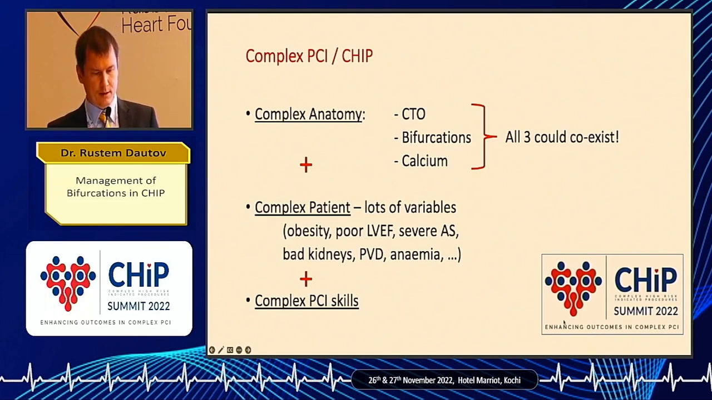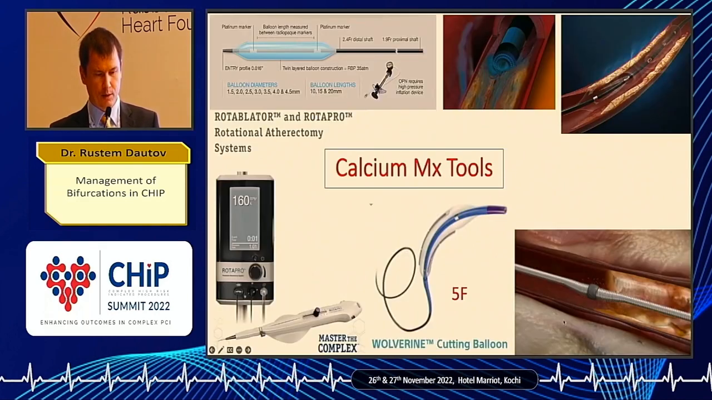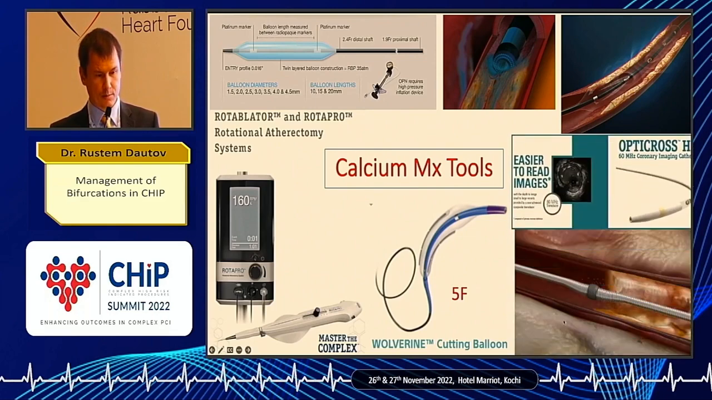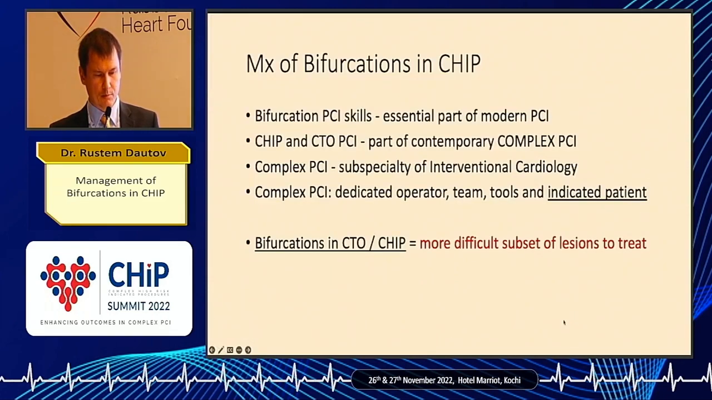And as I said, it's complex anatomy, as we discussed, complex patient, and quite often it's poor LV function, bad kidneys, aortic valve disease, mitral valve, anemia, peripheral vessel disease, very important for access, and obviously the skills. And sometimes these things can coexist, and intravascular imaging is so important to plan properly. Nowadays we have lots of tools, but the main tool is obviously imaging. And bifurcation PCI skills are essential. All of you will have them.